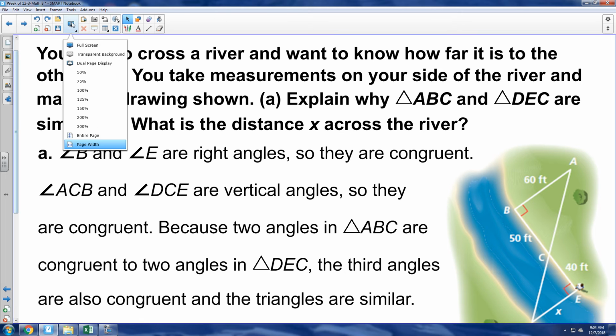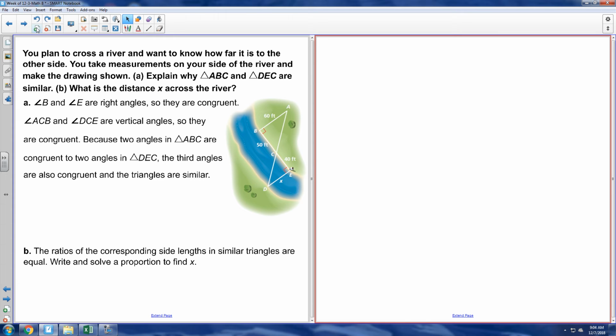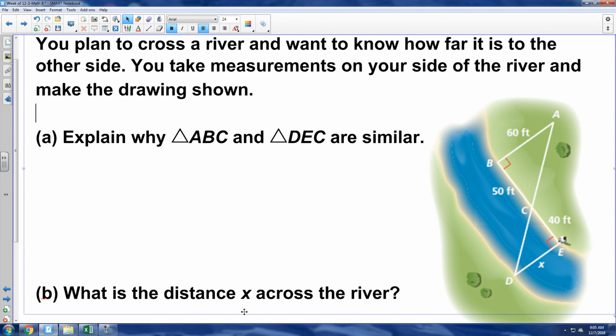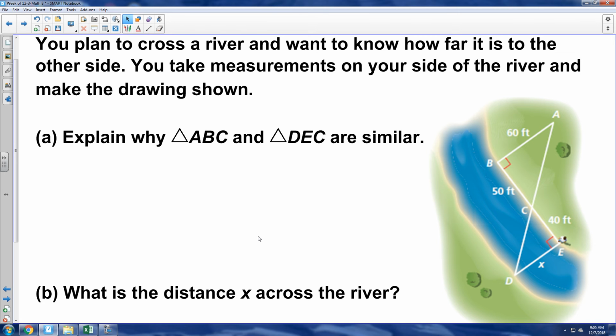So we've got this word problem here, and let's just take it slow. Give me a second. I'm going to make this a little prettier so it's not so stressful. All right, so this example is you plan to cross a river, and you want to know how far it is to the other side. You take measurements on your side of the river and make the drawing that's shown. And let's talk about why ABC and DEC are similar.